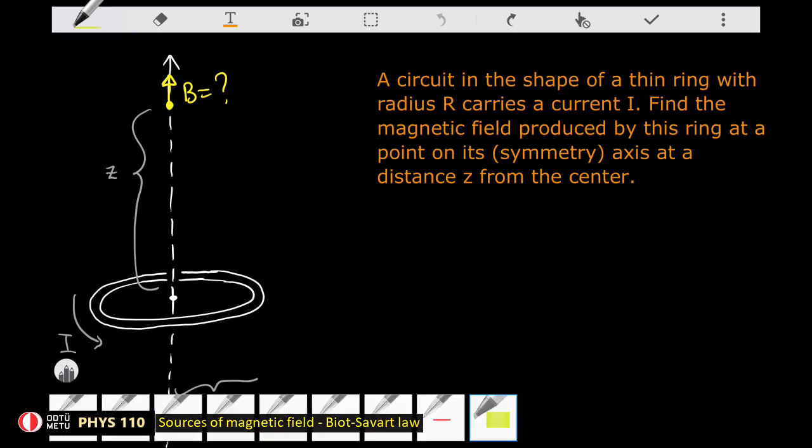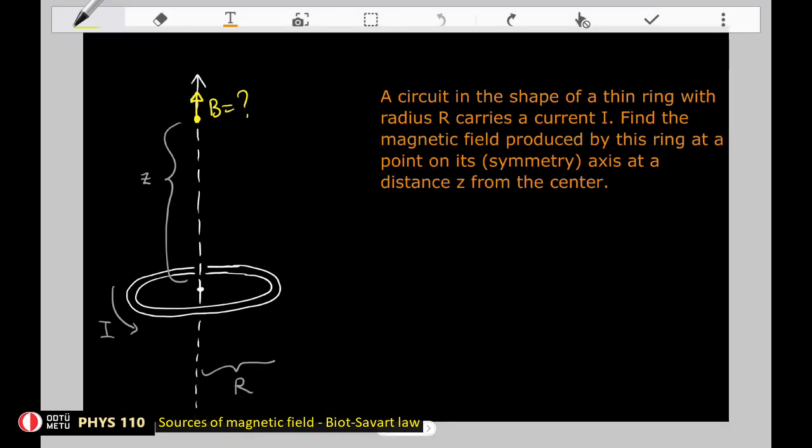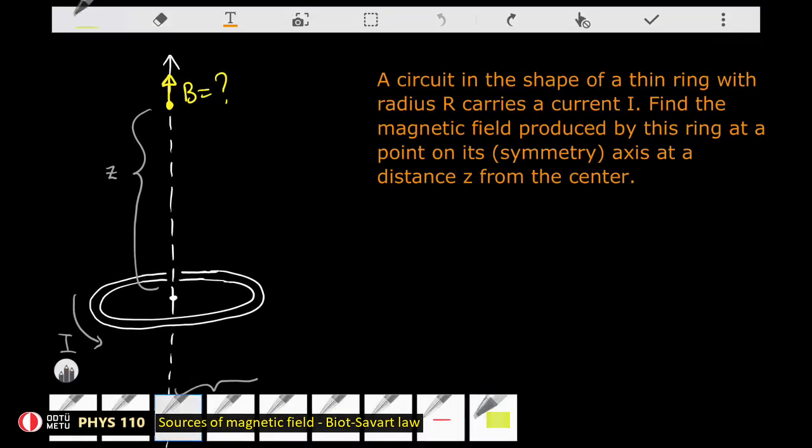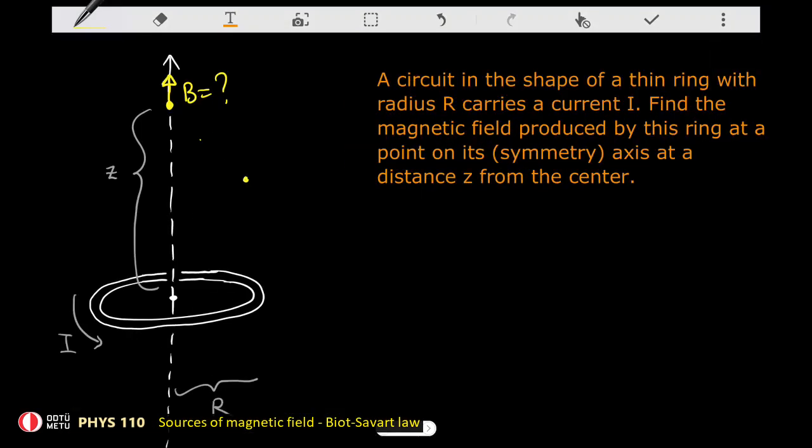Otherwise, if you ask the question of finding, for example, the magnetic field at an arbitrary point, let's say a point somewhere in here, that would be a very complicated question, right? So as a result, we don't want to deal with the complicated questions. We would like to deal with the simple ones. So I'm going to take a point on the axis, and we would like to compute the magnetic field there.